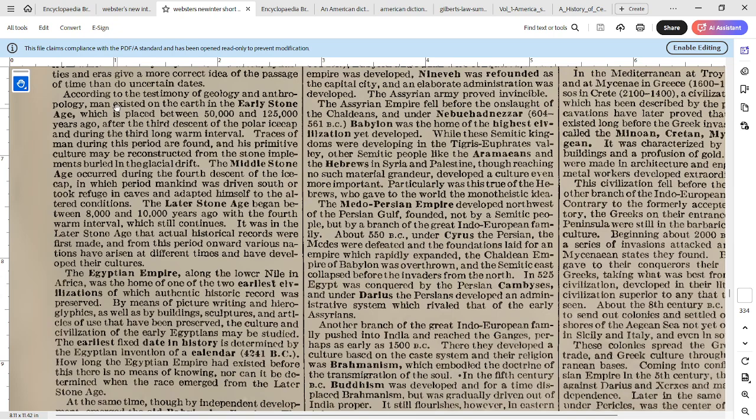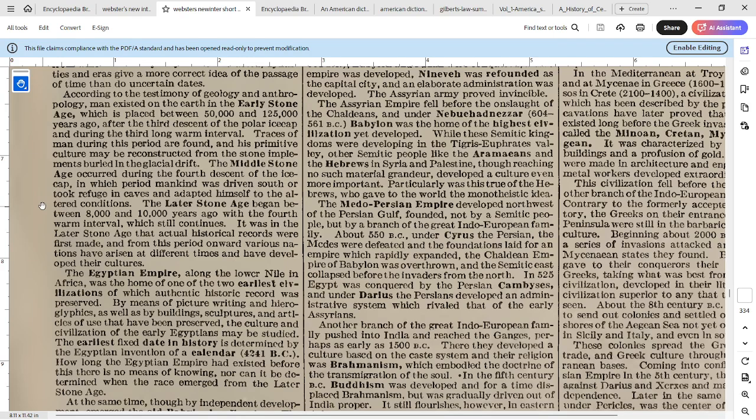According to the testimony of genealogy and anthropology, man existed on the earth in the early Stone Age, which is placed between 50,000 and 125,000 years ago. After the third descent of the polar ice cap and during the third long warm interval, traces of man during this period are found, and his primitive culture may be reconstructed from the stone implements buried in the glacial drift. The Middle Stone Age occurred during the fourth descent of the ice cap, in which period mankind was driven south or took refuge in caves and adapted himself to the altered conditions.